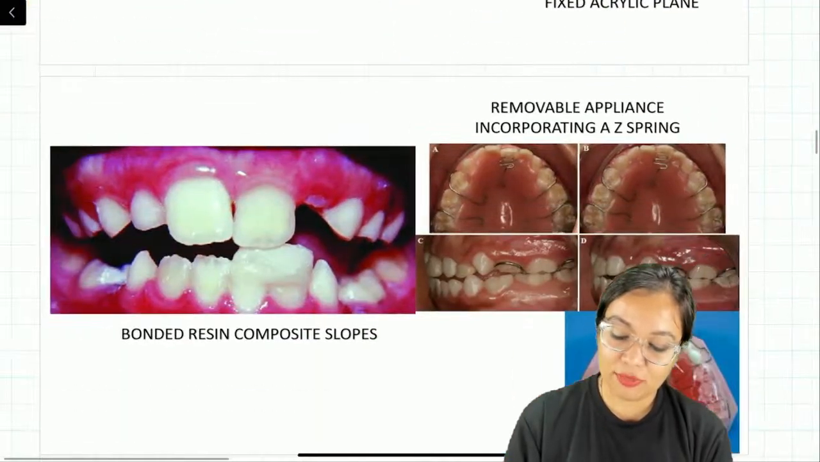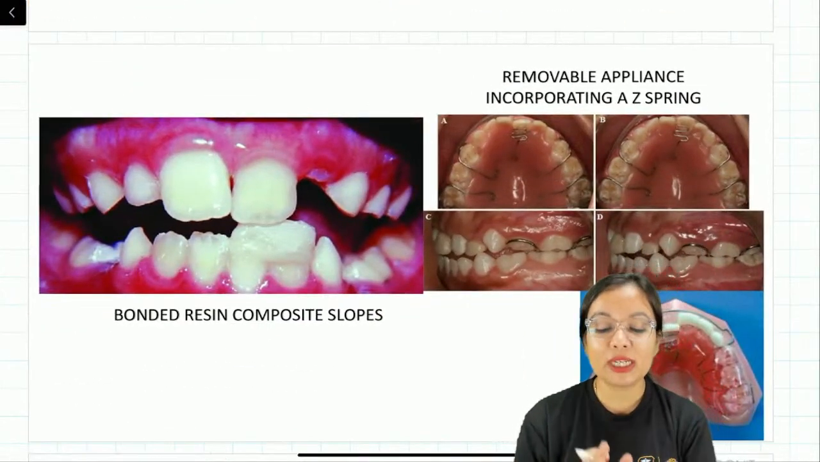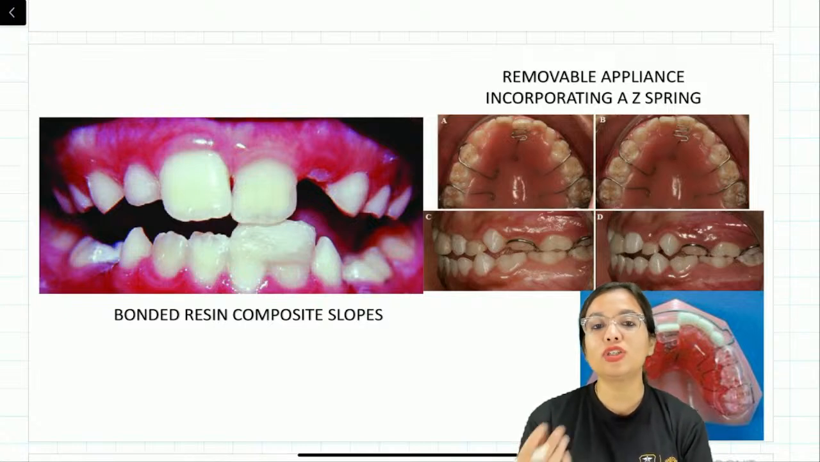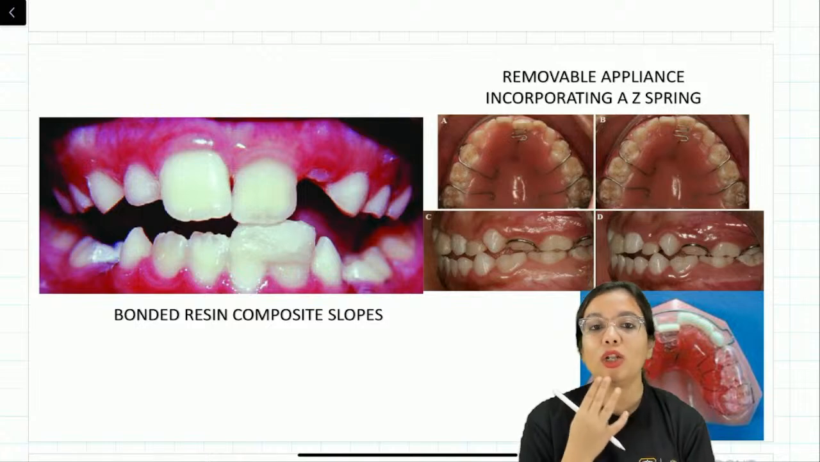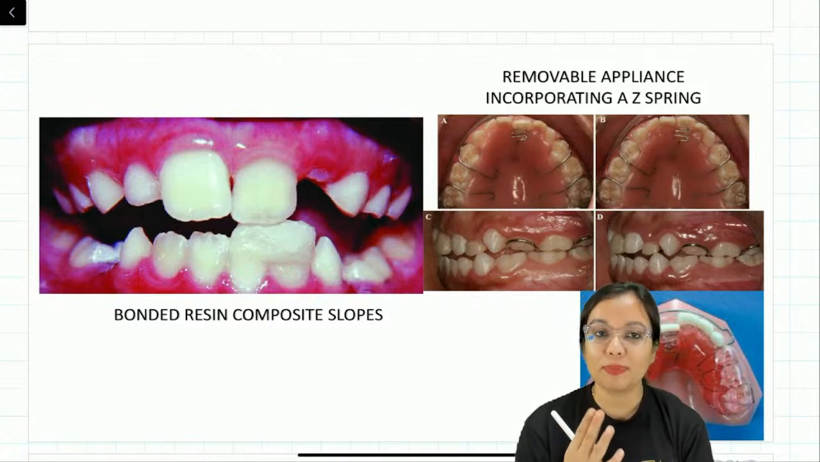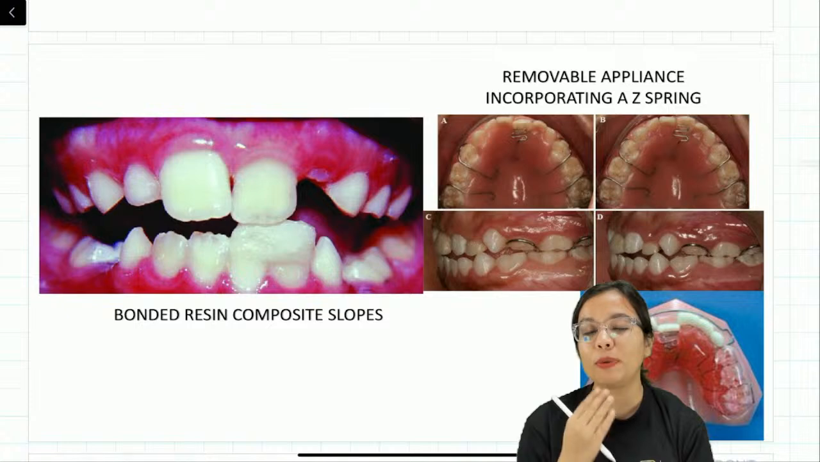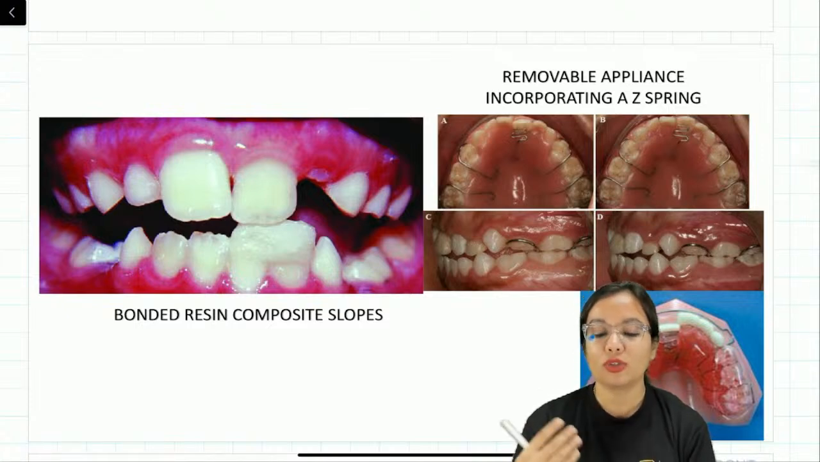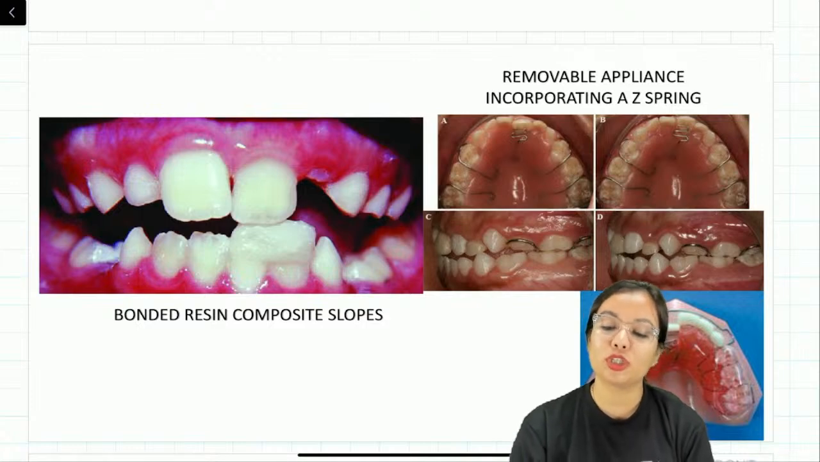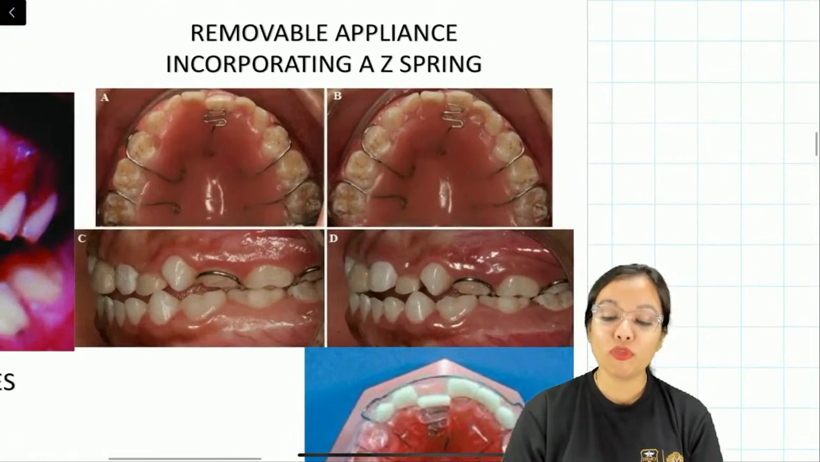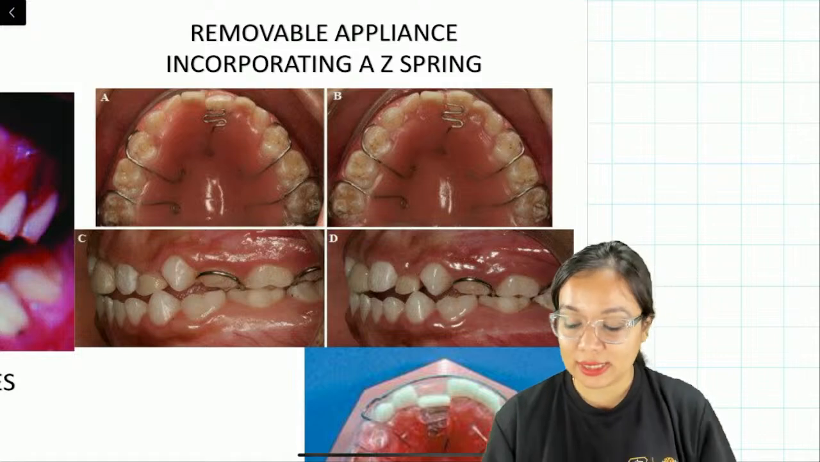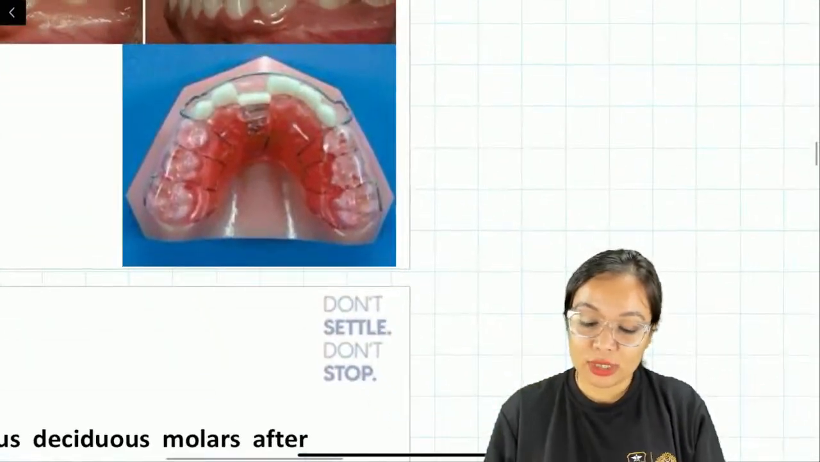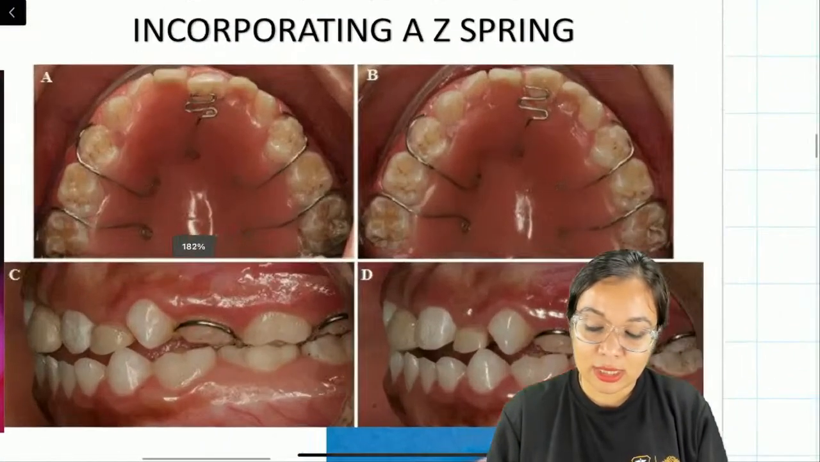Then we have the bonded resin composite slopes. You just take your composite material and place it on the lower or mandibular teeth such that a slope is made that is coming forward. So that is a bonded resin composite slope. Then we have a removable appliance that incorporates a Z spring. It basically looks like this. I think in this picture it is clearer.